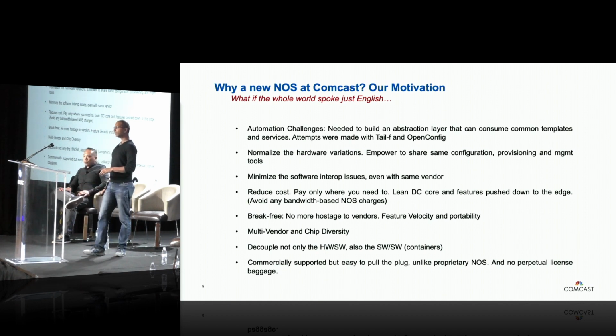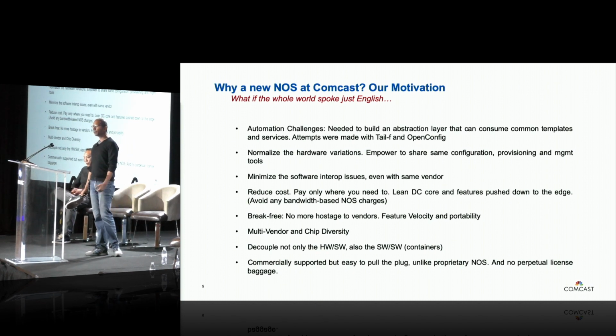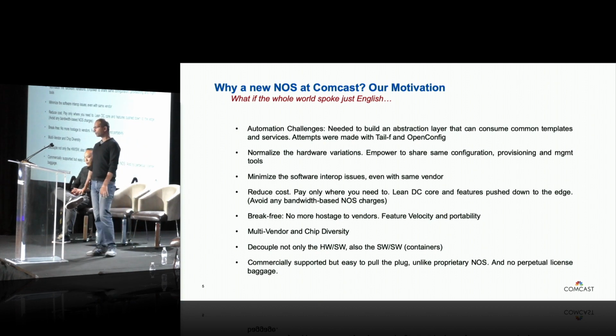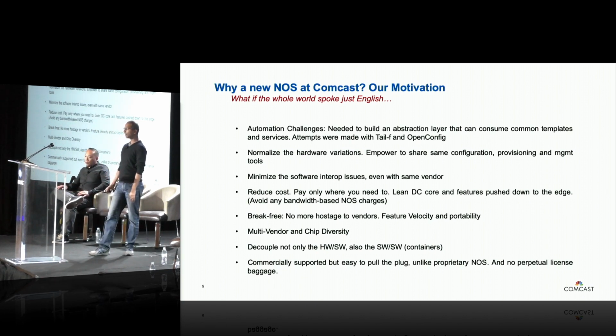Traditionally, we have been building translation layers on top of the traditional OSs. Attempts were made with tailf, and we did use tailf. OpenConfig is another great one. But we still need something more so that we can talk the same language. Normalize the hardware variations. I want all different kinds of hardware versions, but they all need to be on the same level ground and behave the same way.